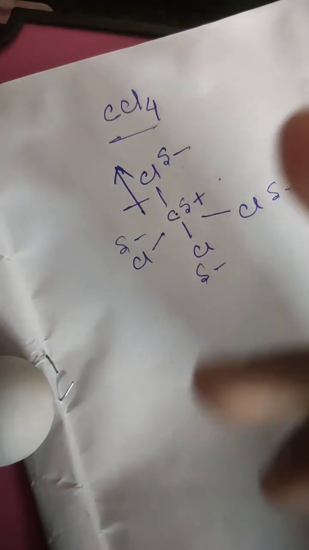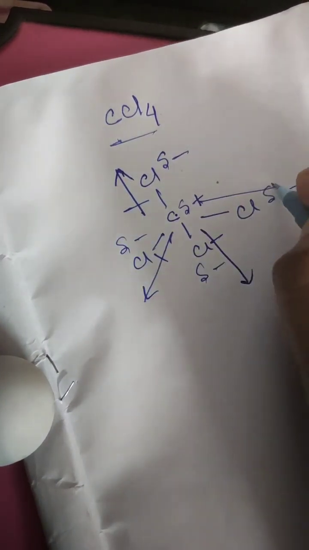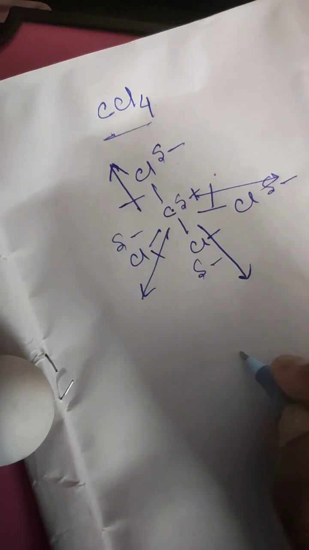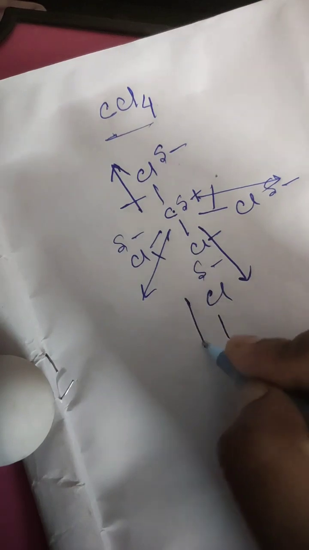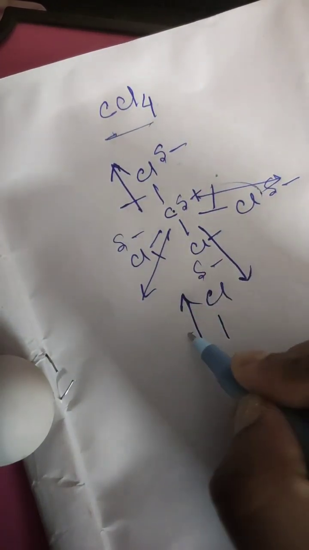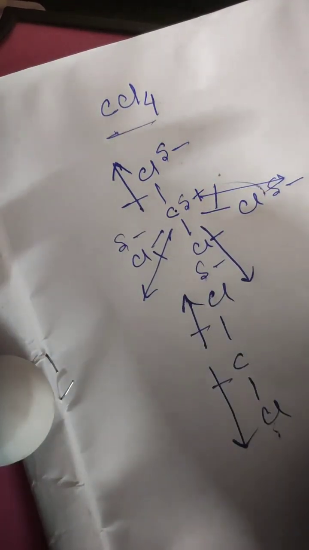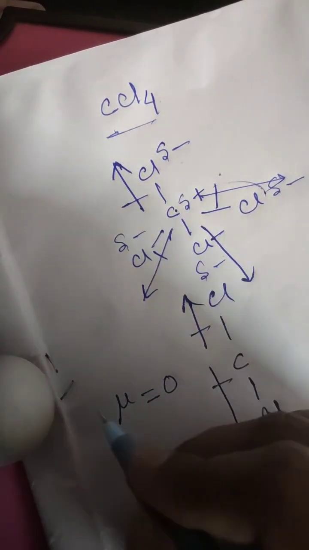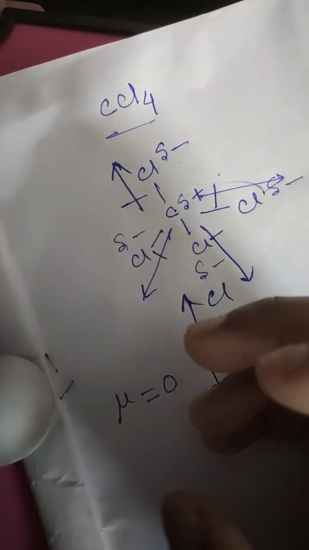Now the dipole moment moves in the upper direction, and similarly in the 3 chlorine groups in the backward direction. So in this case basically we have to consider that these 3 dipole moments are equivalent to 1 dipole moment. So on this side the dipole moments cancel out and we get mu equal to 0. Net mu 0 value we get. So here dipole moment is 0, so it is a non-polar compound.